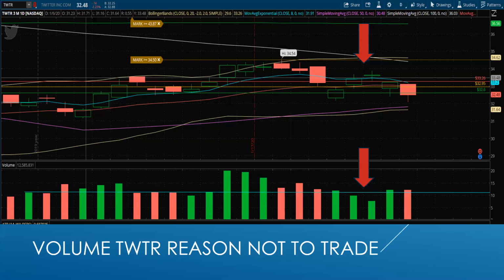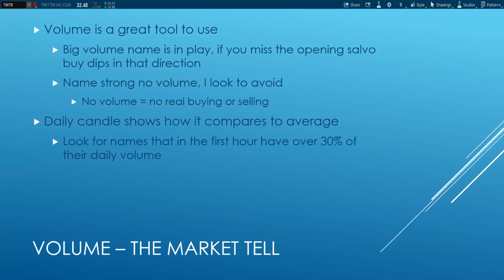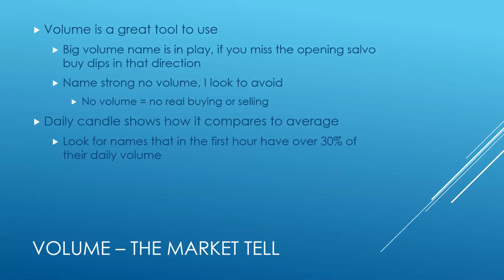Okay, it'll help you get better trades, keep your winning percentage higher, and tell you when you shouldn't be playing with a name. Most importantly, don't just take a name because you like it. So volume is a great tool. Big volume in a name is in play. If you miss the opening salvo, you can buy the dips in that direction.